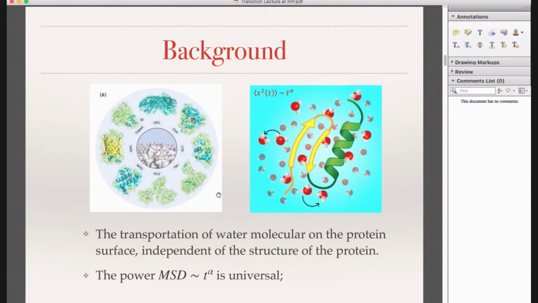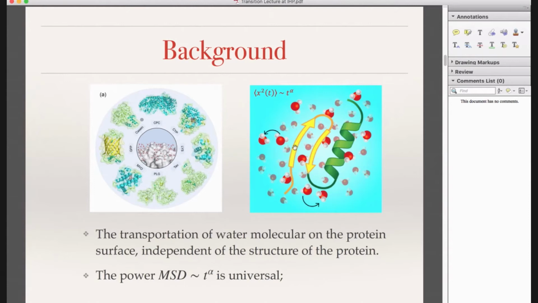Recently they expanded their experiments and simulation and tested 8 different kinds of proteins. They chose these 8 different proteins, and their structures are quite different. Here is a picture of what happens there. This is the protein surface.